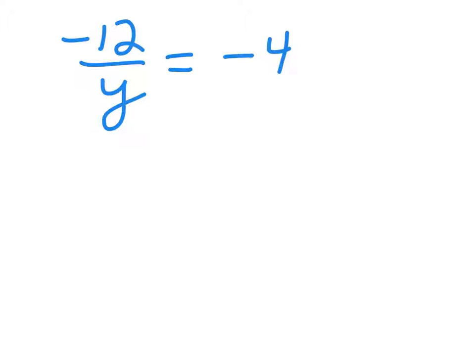There's a y on the bottom here, so negative 12 is being divided by y. And so what we need to do is get y sitting there by itself on one side. That's always the goal, but we don't want it on the bottom of a fraction. We need it up top. So here's the way you deal with this. Let me rewrite this.